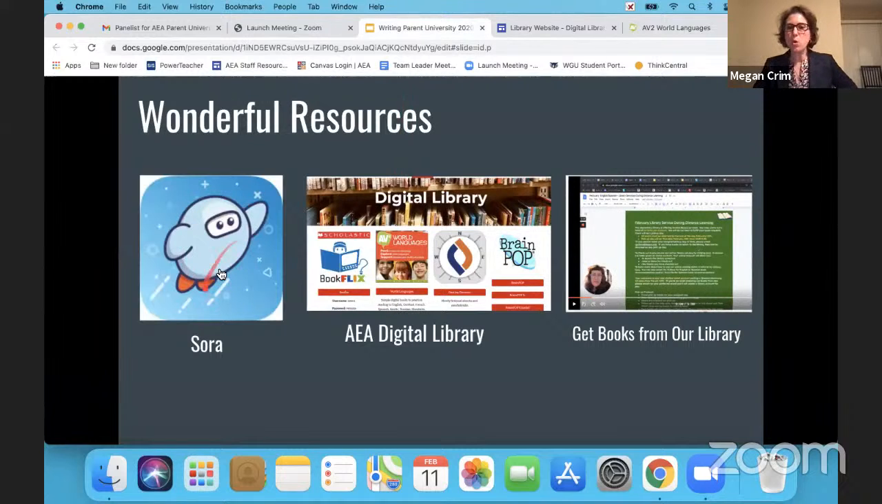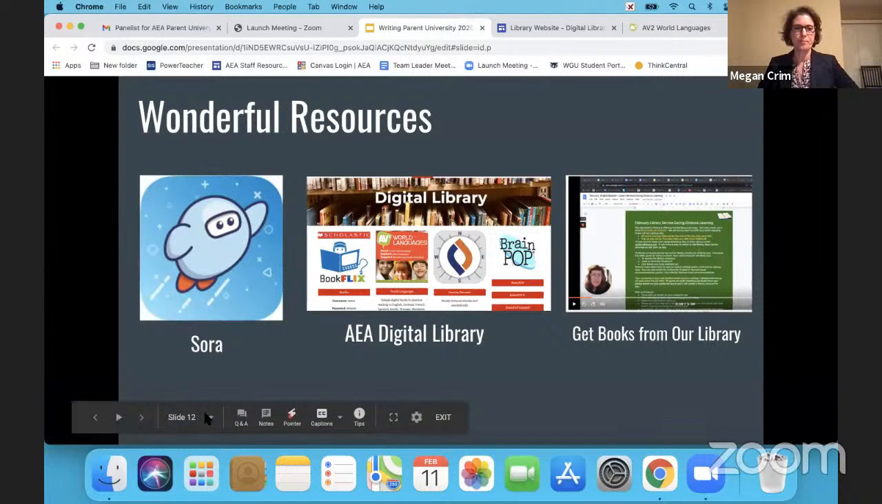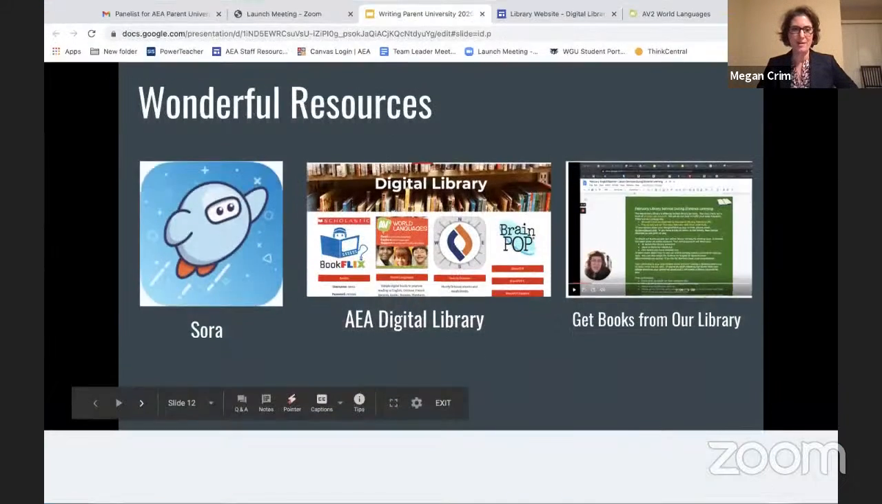Okay. And then Sora, we just discovered, look in Canvas. Mrs. Gollins is going to be talking about Sora that we just got access to, and it's just more and more books that are going to be available to our students. So reading is really one of the most important things you can do to support your child's writing.